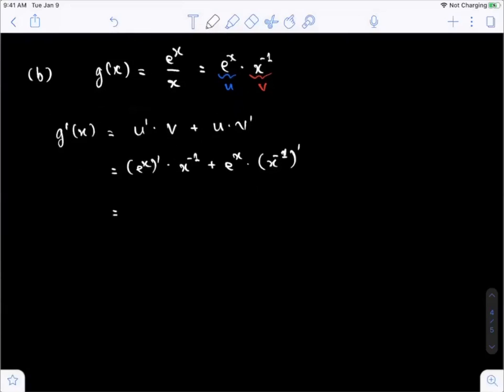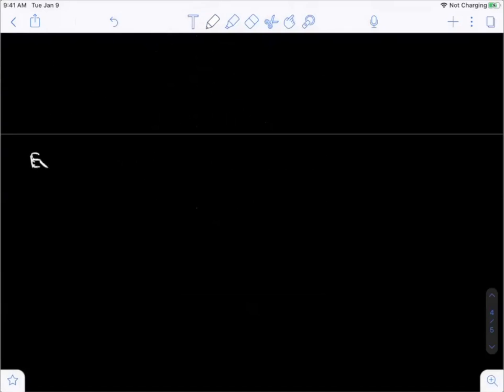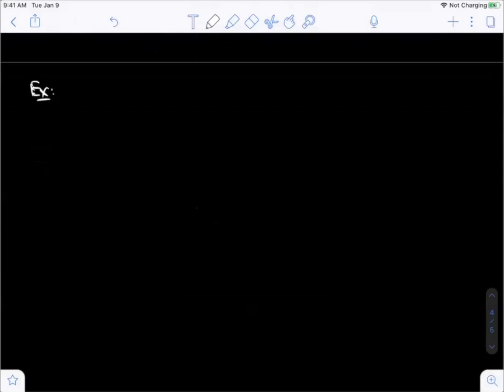So the derivative of e to the x is e to the x times x to the -1 plus e to the x times -1 times x to the -2. We write this in terms of positive exponents. You have e to the x divided by x minus, because you have a -1 there, e to the x divided by x squared. For this exercise, you can use any rule that you like. It's up to you.